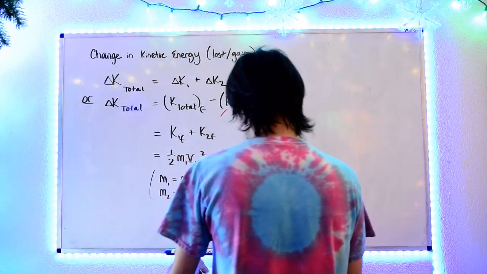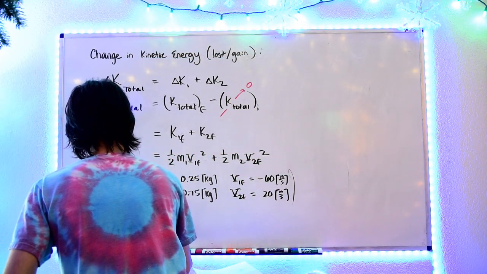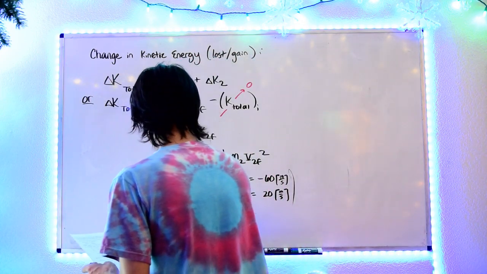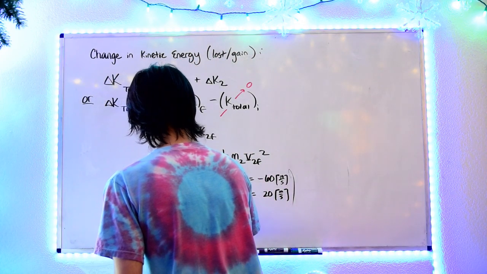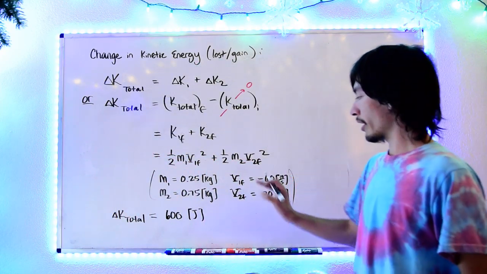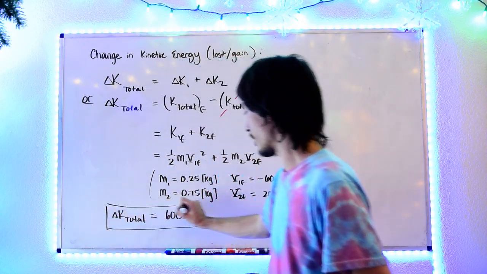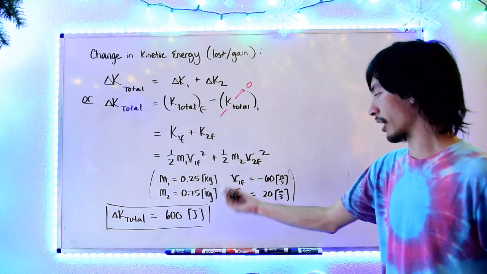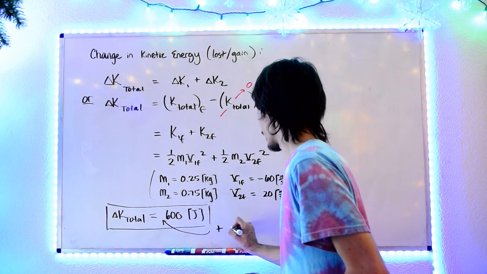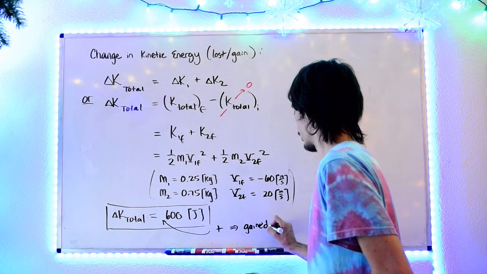The change in kinetic energy of the system total equals, it ends up being a positive number as expected. It's 600 joules is what I got. So this is how much kinetic energy was either lost or gained into the system. In this case, it is a gain. So positive implies gained. Okay.